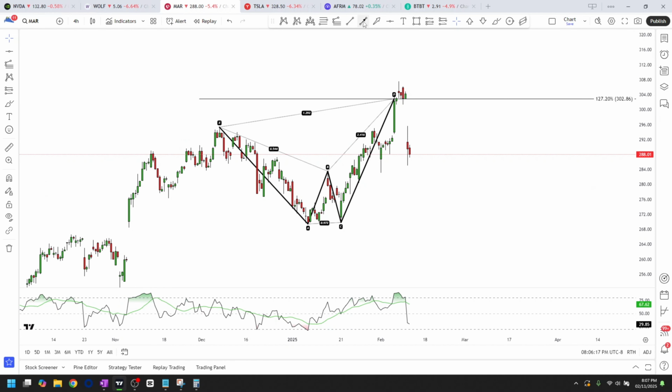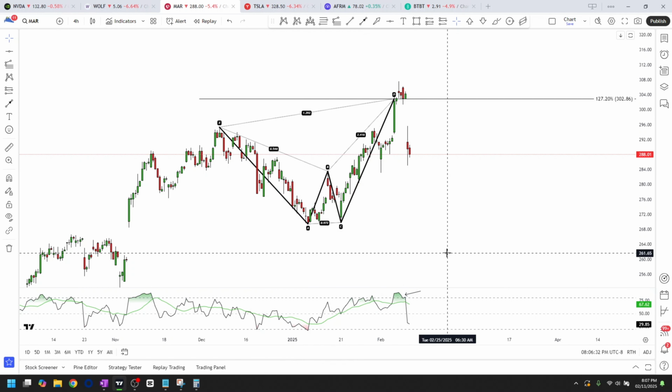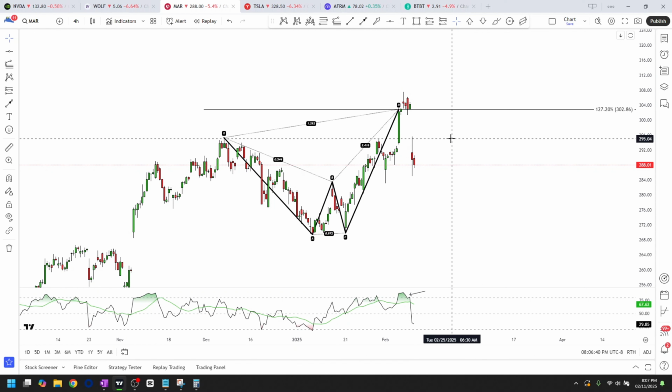Remember I talked about high probability. This is a very, very high probability setup, as the advanced crab pattern is. If you want to know more about it, go look at the advanced crab video in the playlist. And this is why I love it so much. It does stuff like that. A little bit of static, not too bad.